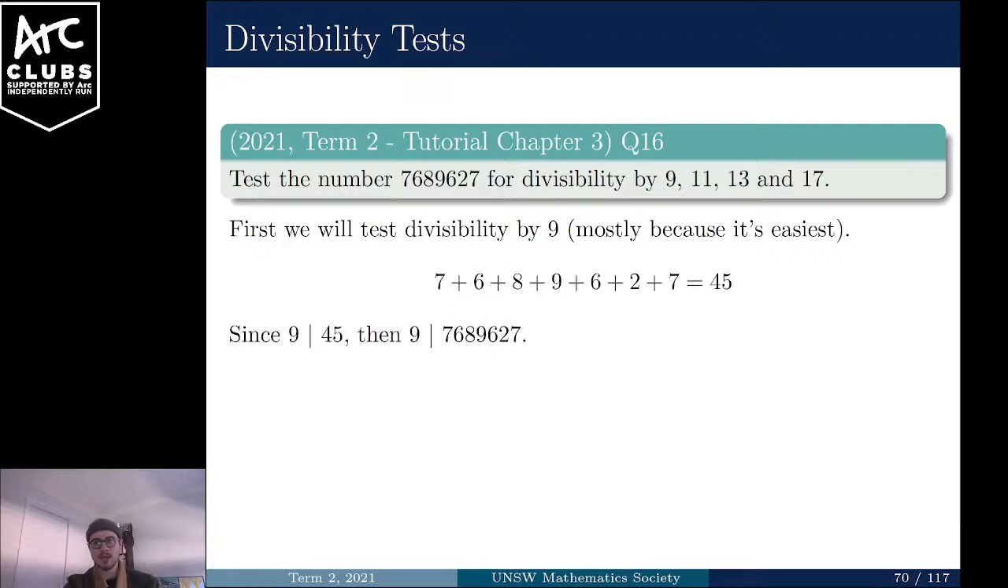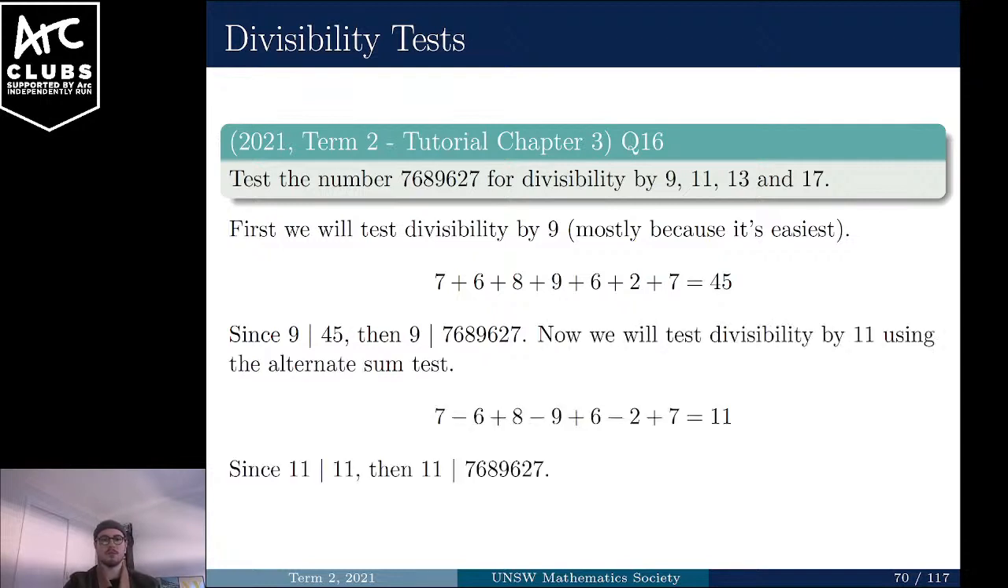So what we do is we just add up all the digits and we check if it's divisible by 9, right? We add up all the digits and we see it's divisible by 9, so therefore we can assume that the original number is divisible by 9 as well. Cool, so this one's not too bad, it's a bit of a warm-up. Okay, let's look at 11.